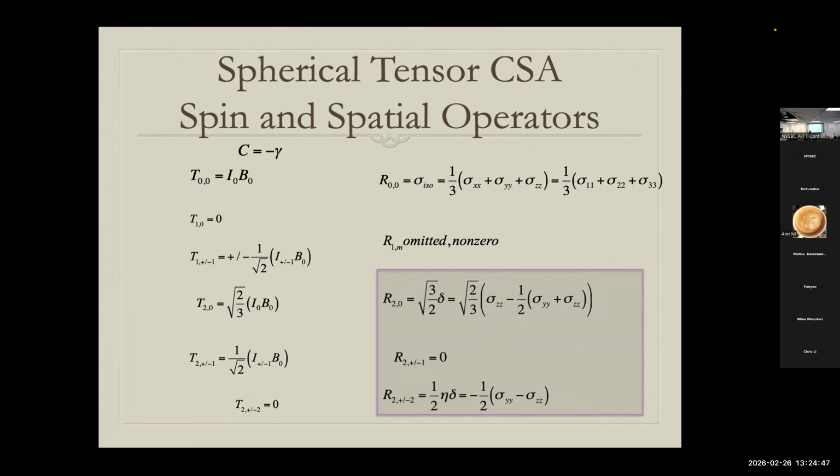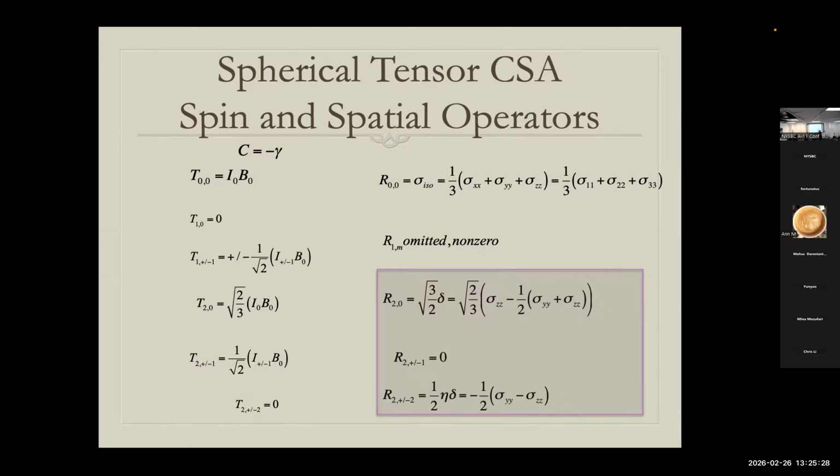So T00 is an isotropic shift, and it's I0, B0. T1 plus and minus 1 is a raising or lowering operator applied to B0. T20 has no Z component of the angular momentum, but it does have angular momentum, and it also takes the character I0, B0, which is interesting. T2 plus or minus 1 is again a raising and lowering operator. And actually, for this particular interaction, T2 plus or minus 2 is 0.